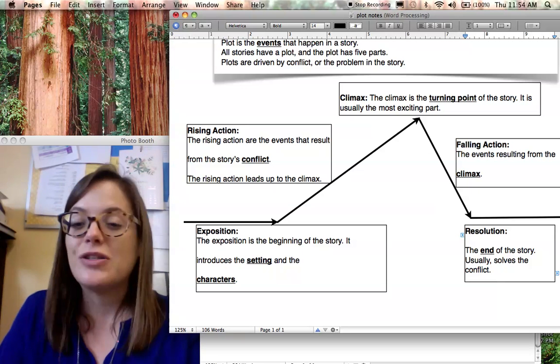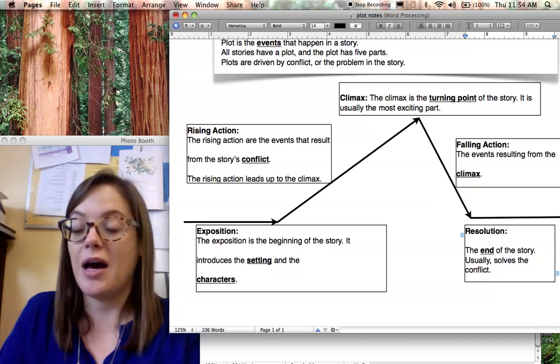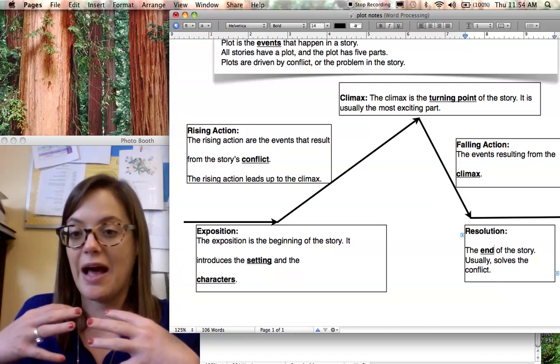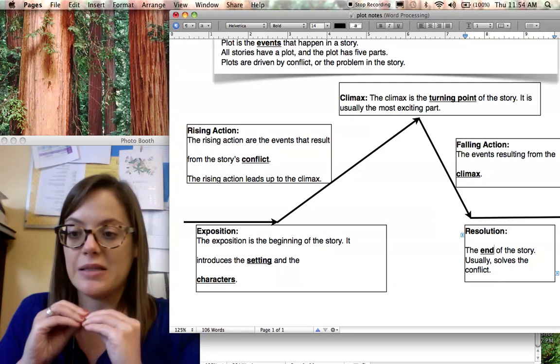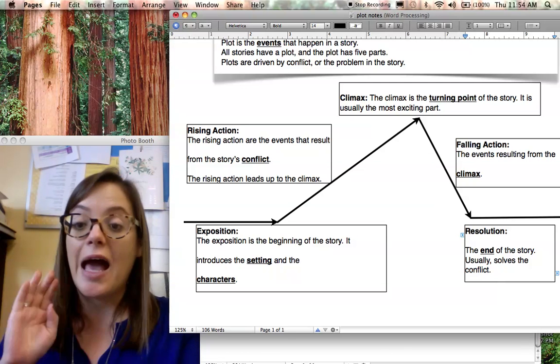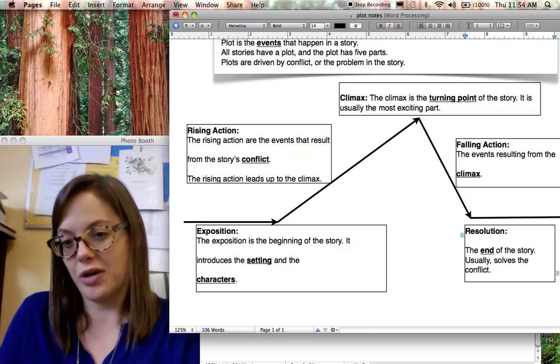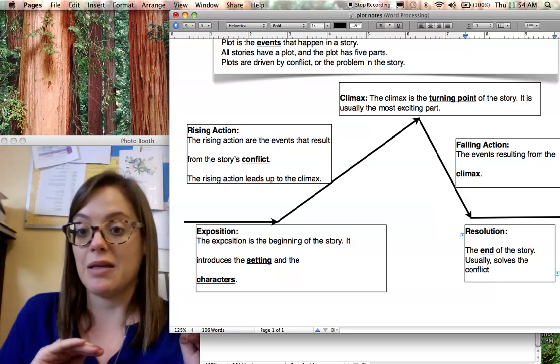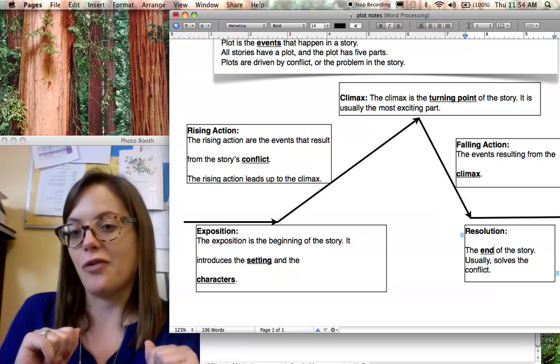All right, so we're going to talk about plot and conflict in The Giver a lot, to help us get a grasp on how these ideas apply to our story. And we're going to practice this a lot with some more stories over the next couple weeks. But I want you to have an idea of what each of these words mean, and that's what we need to know for our test next week.